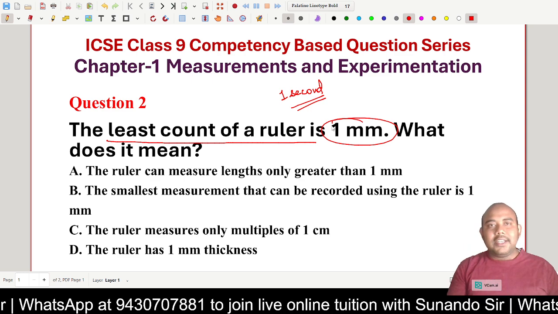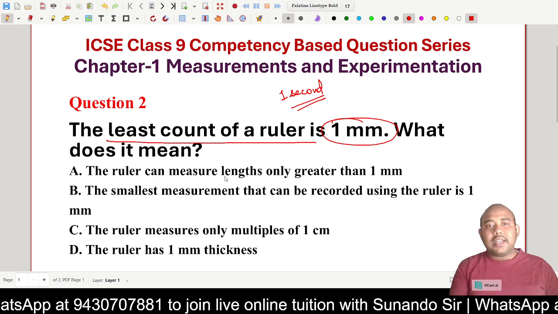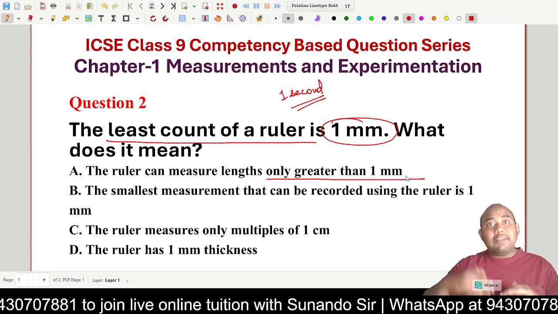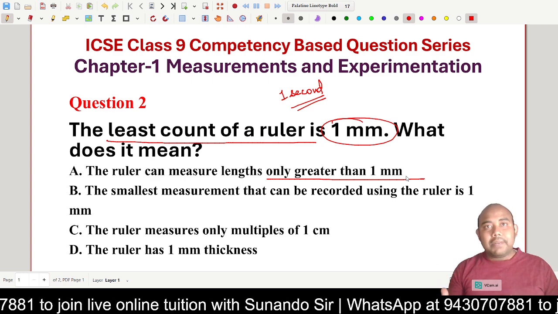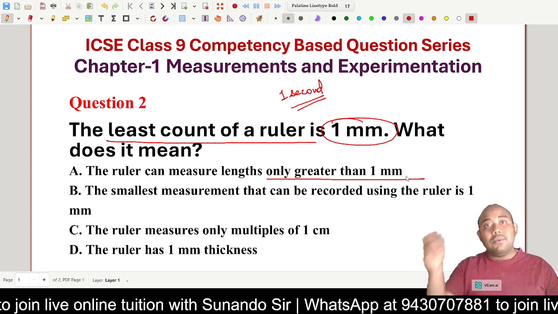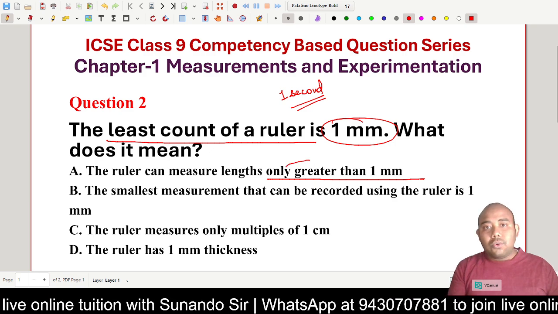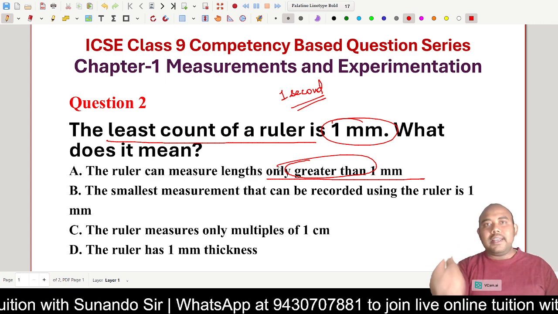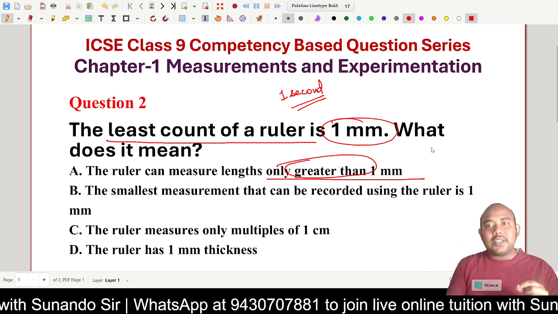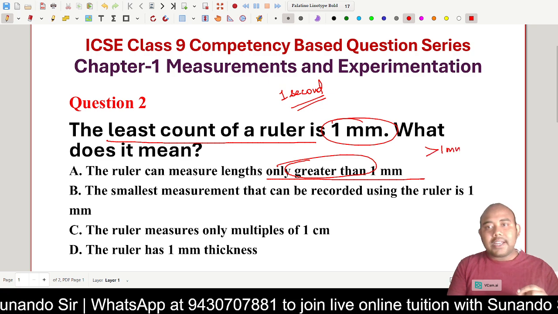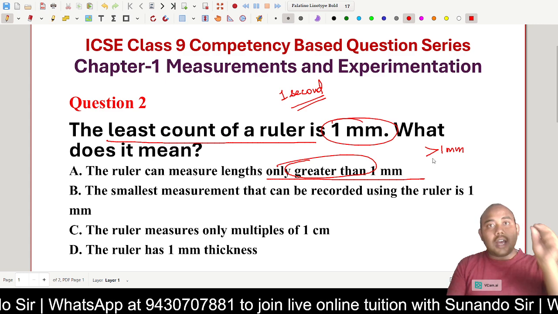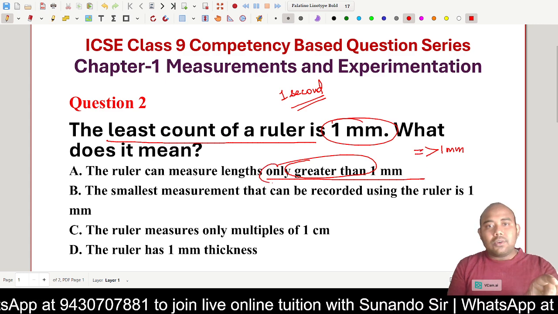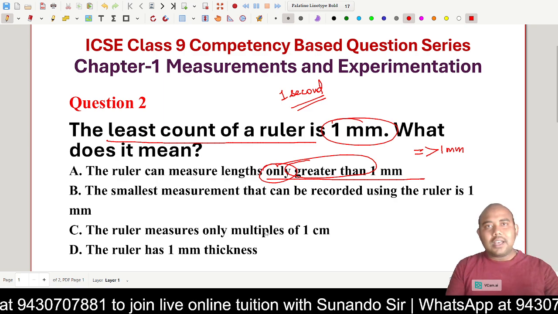So let us read the options. The first option says the ruler can measure lengths only greater than 1 mm. It can definitely measure lengths greater than 1 mm, but it can also measure the length of 1 mm. So it should not be only greater than 1 mm; it should be equal to or greater than 1 mm. It can measure greater than 1 mm, that is correct, but it can also measure a length of 1 mm. So it says only greater than, so that makes it wrong. Are you getting the point?